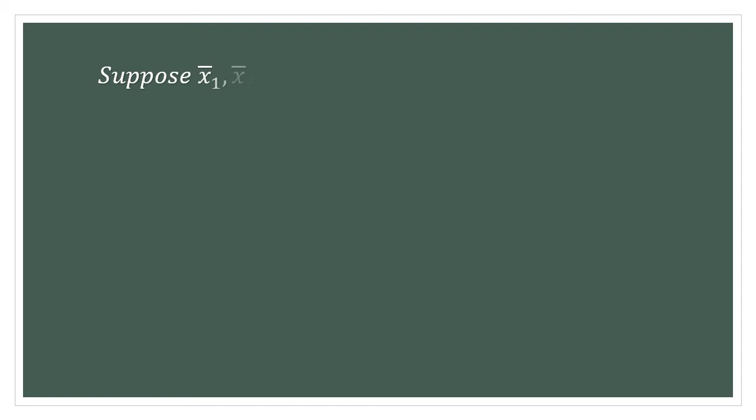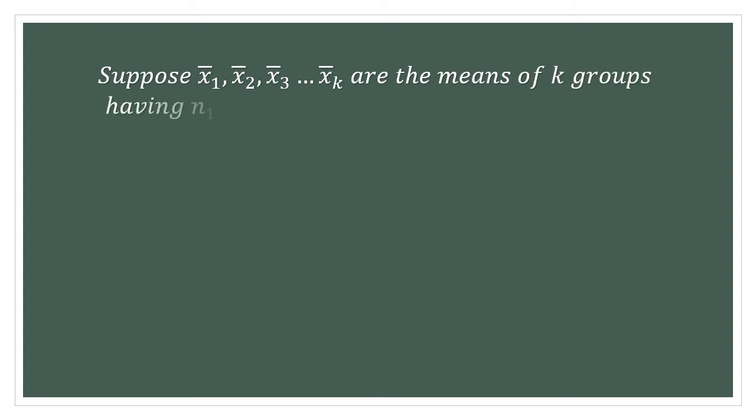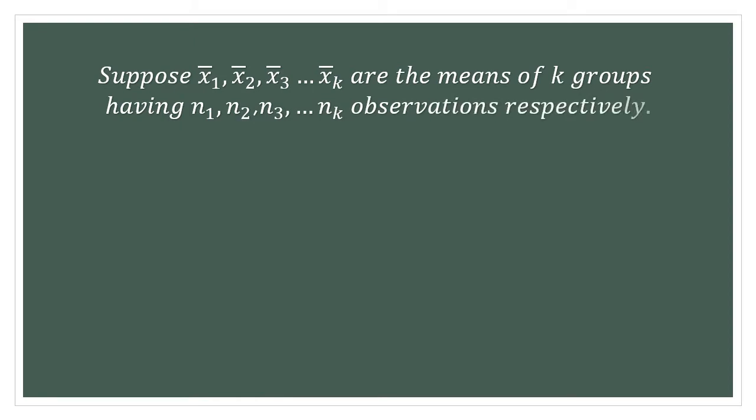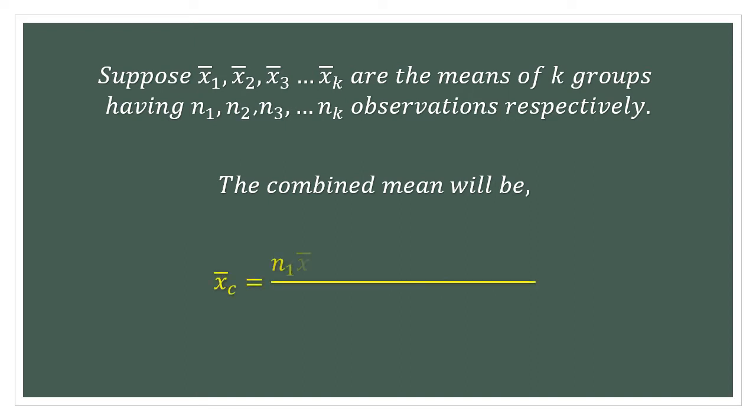Suppose x bar 1, x bar 2, x bar 3, up to x bar k are the means of k groups having n1, n2, n3, up to nk observations respectively. That means from x bar 1 to x bar k are the means with the number of observations n1 to nk. And what we can do with these is calculate the combined mean. The formula is x bar c.